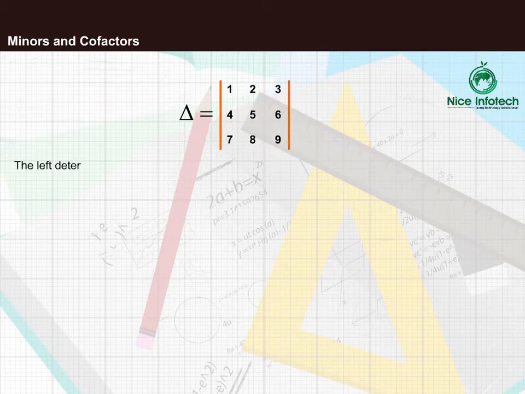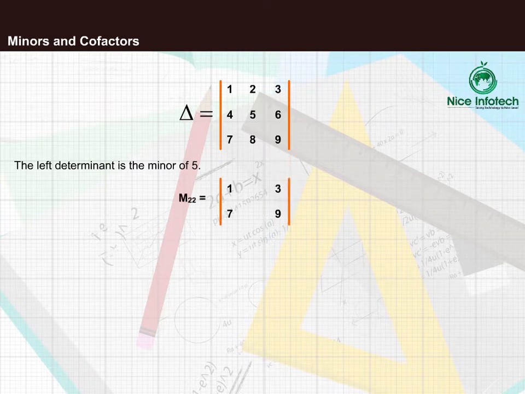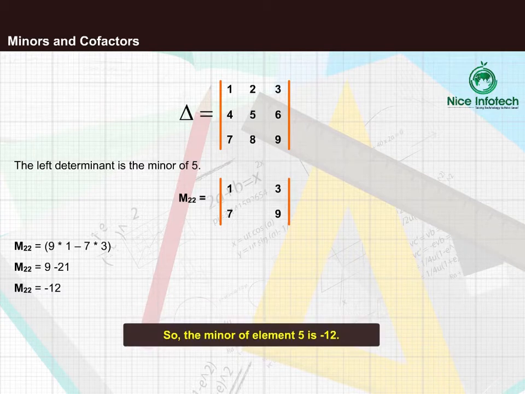The remaining determinant, the minor of 5, M22, is equal to 1 3 7 9. This on further simplification gives M22 as minus 12. So the minor of element 5 is minus 12.